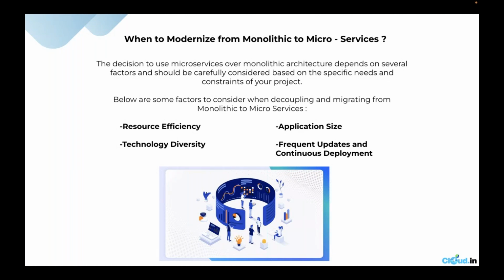Moving on, we should also look into technology diversity. When you need to use different technologies, frameworks, or programming languages for various parts of your application, microservices provide the flexibility to select the most appropriate technology for each service that you have running, whereas in a monolithic architecture, you are typically constrained to a single technology stack. As I said before, there is complexity if you have updates and if you want to change the technology of your application, you'll have to change all of the technology. Whereas in microservices, you can change the technology for your particular microservice.